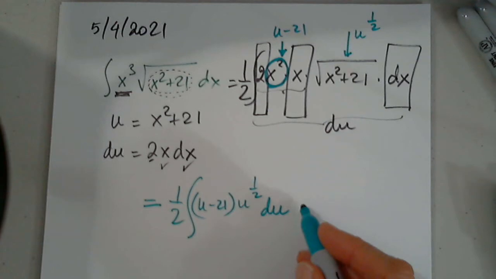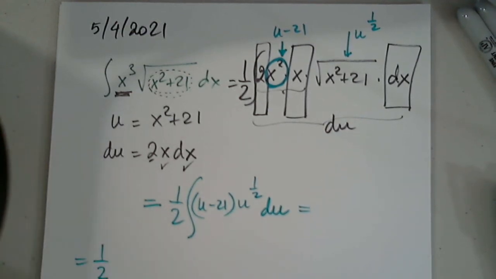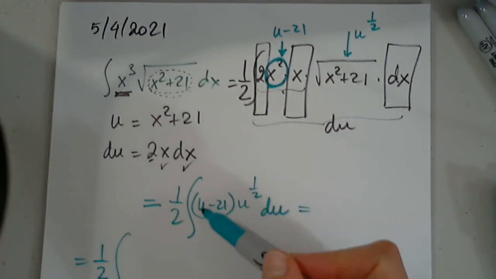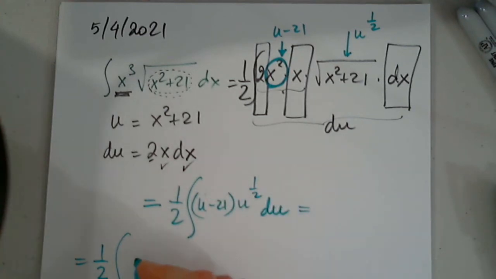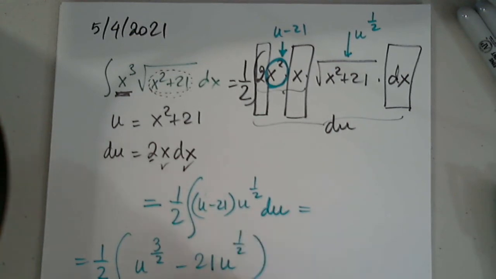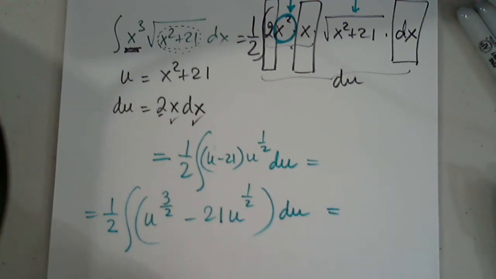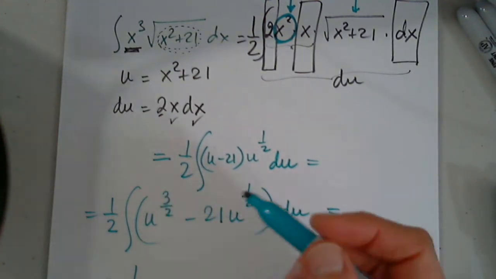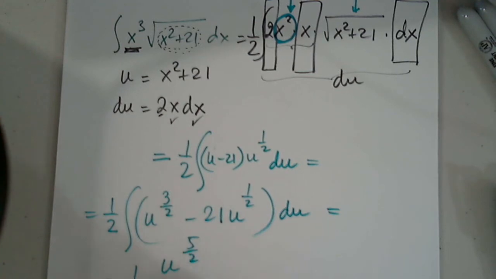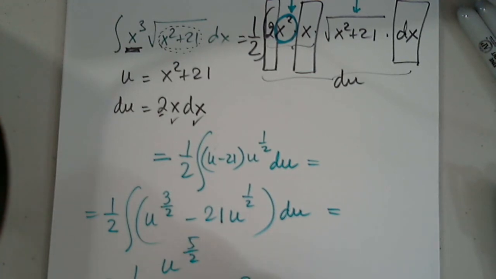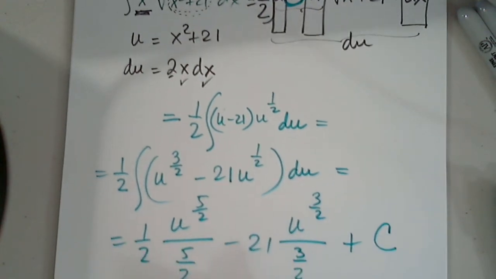At this point, I have to distribute. So I have 1/2 the integral, from power 1 plus 1/2 is 3/2, minus 21 u to 1/2 du. And this is 1/2 times u to 3/2 plus 1, so 5/2, over 5/2, minus 21 times 1/2 plus 1, 3/2, over 3/2. It's an indefinite integral, plus a constant c. It will give us a family of functions.